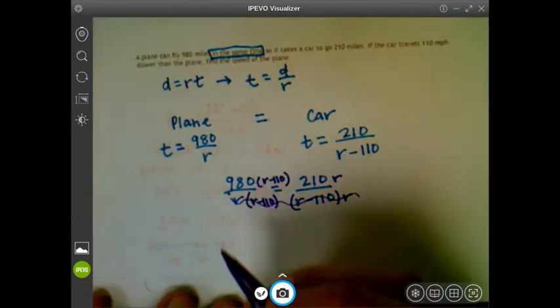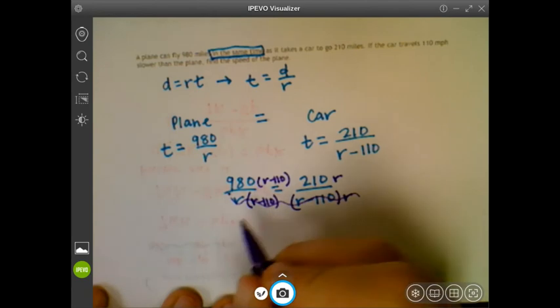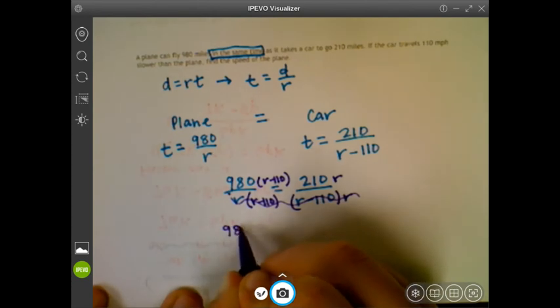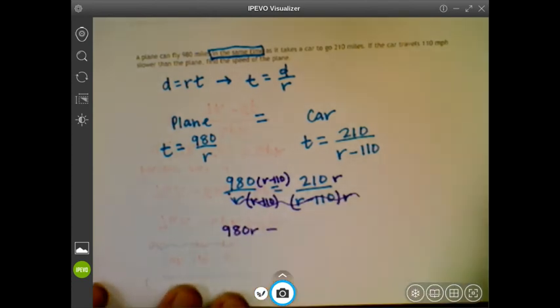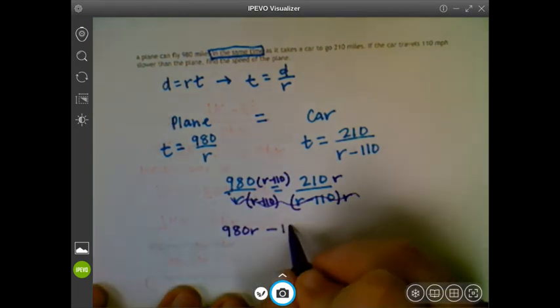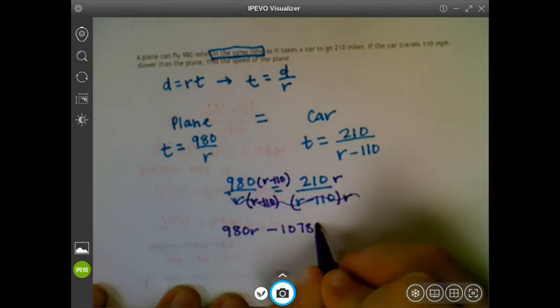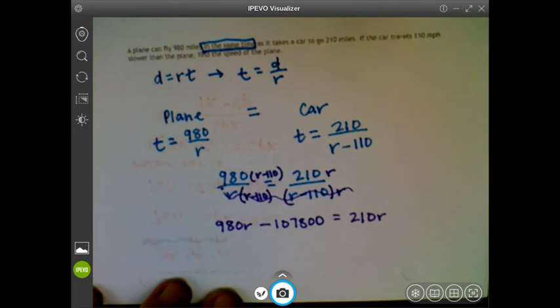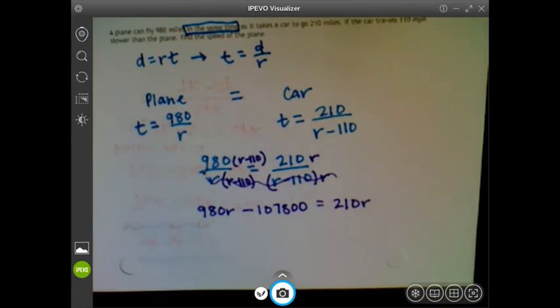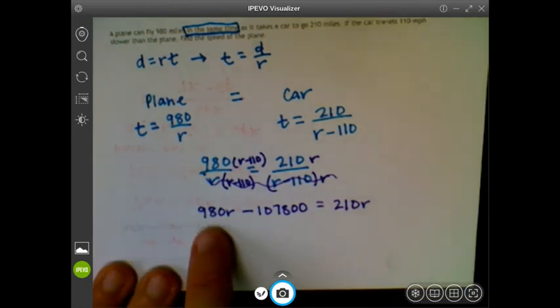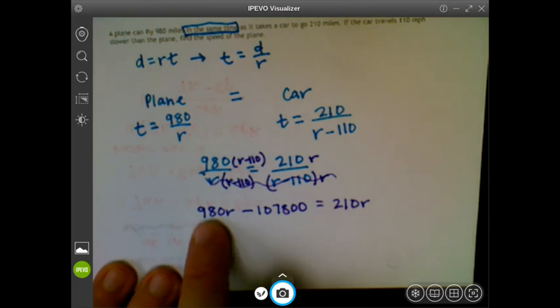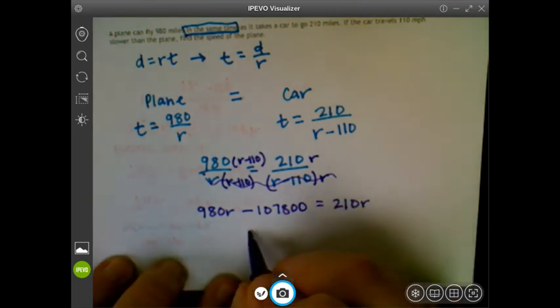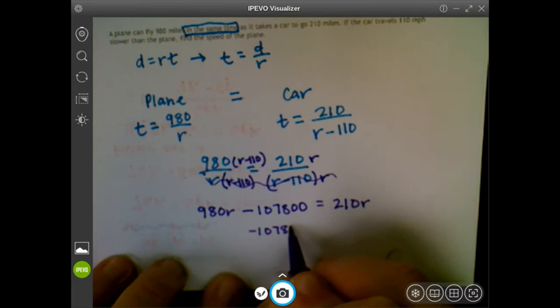All right, solving this equation, I'm going to distribute the minus times 110. So minus 1,800. That's going to be equal to 210R. All right, and then solving here, I'm going to go ahead and subtract this 980R to the other side. So I'm going to have this number still over here.